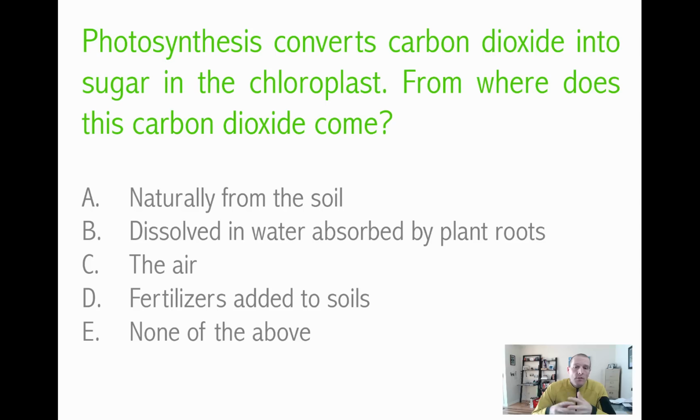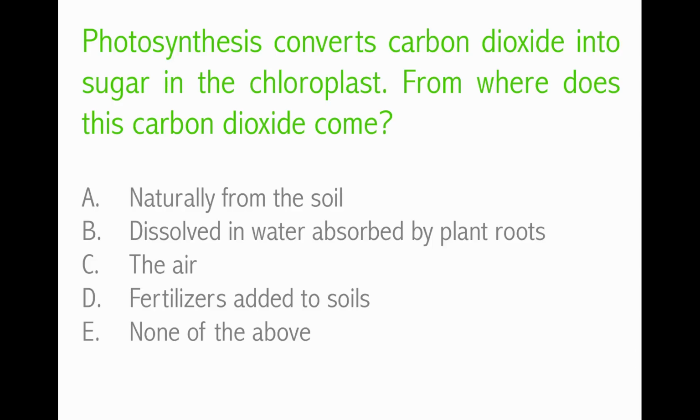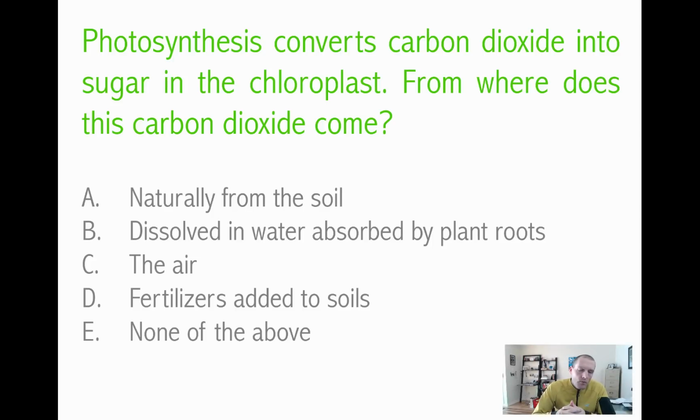So photosynthesis is going to convert carbon dioxide into sugar in the chloroplast. Where does that carbon dioxide come from? Okay, that carbon dioxide comes from the air.